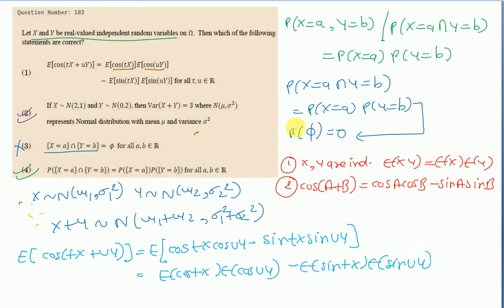We only used these two results. First we applied that cos(a + b) equals this, and then, as we proved cos tx and cos uy and sin tx and sin uy are independent, we applied the first result, this result, and then option number 1 is finally correct. So our last question is based on the inference part.